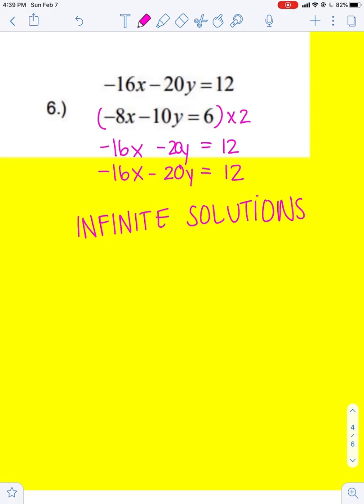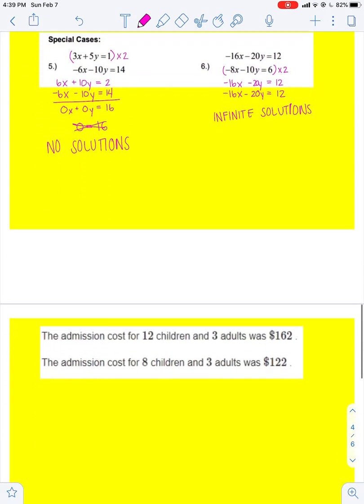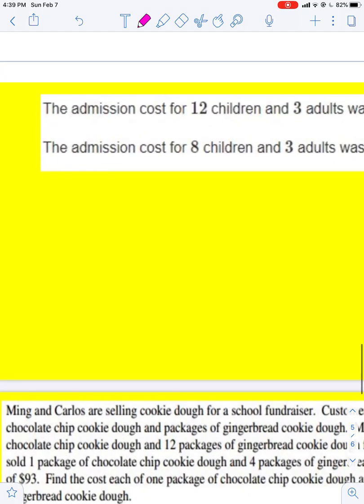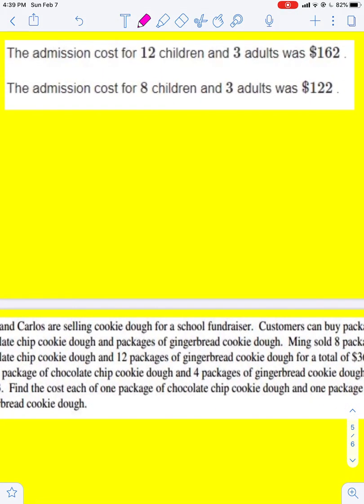Okay, so if you get the same exact equation, it's infinite solutions, and that's because they're the exact same equation. So any number I put in for x here, it's going to give me the same thing down here. So when you get them in the same equation, it's infinite solutions. So keep those two in mind because you will see them again. So now we're going to practice some word problems.